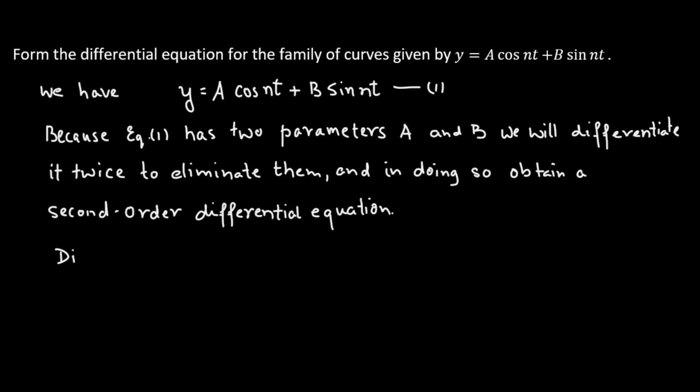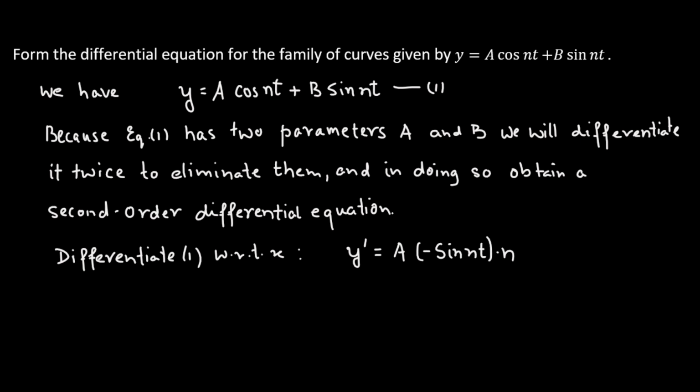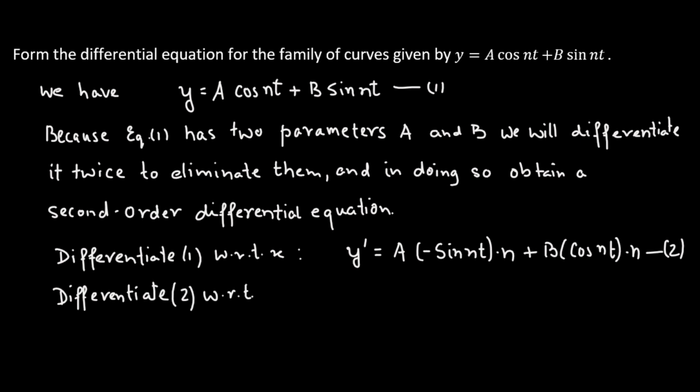So differentiate 1 with respect to x, we obtain y prime equals a times the differentiation of cos(nt), which will be negative sin(nt) times n, plus the differentiation of b sin(nt), which gives us b times cos(nt) times n, and let this be equation number 2. Now we will differentiate number 2 with respect to x, and that is going to give us y double prime equals a times negative cos(nt) times n squared plus b times negative sin(nt) times n squared.